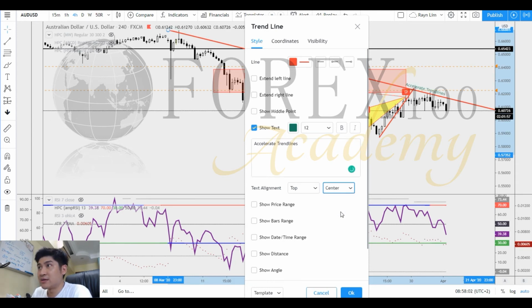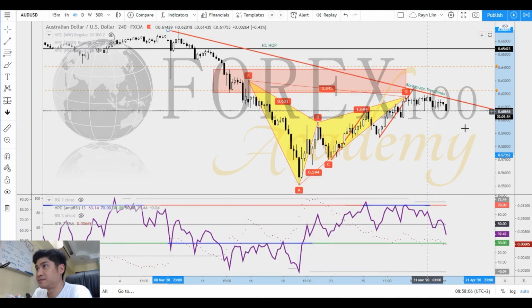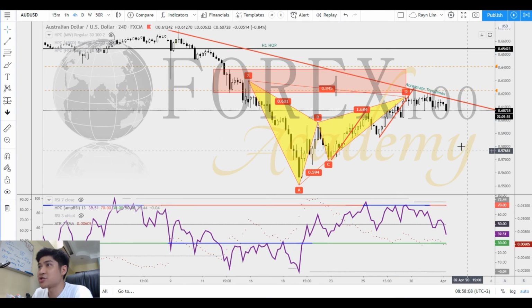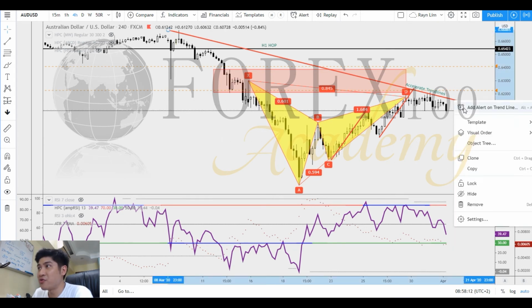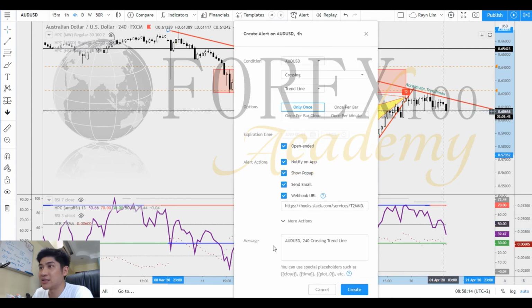Let's put it at the center. Looking for a shorting opportunity for sure. So this trend line, what you can do over here, I can even set an alert. H4 accelerated trend line.